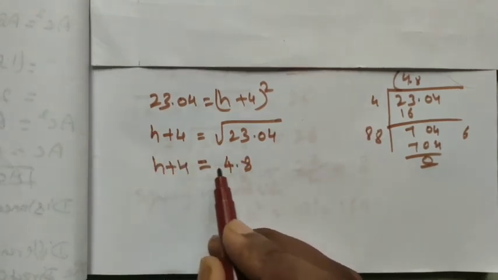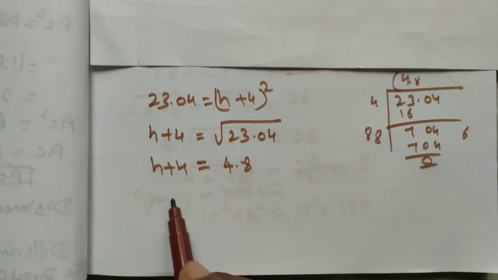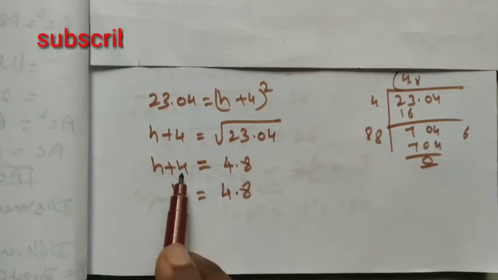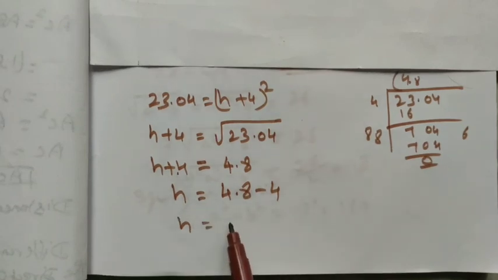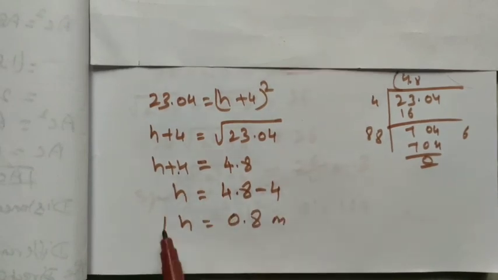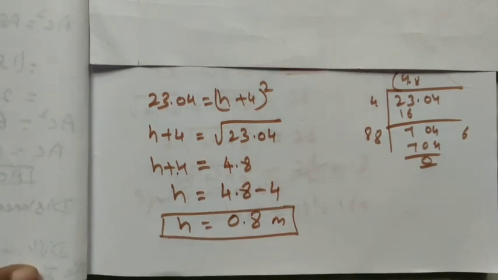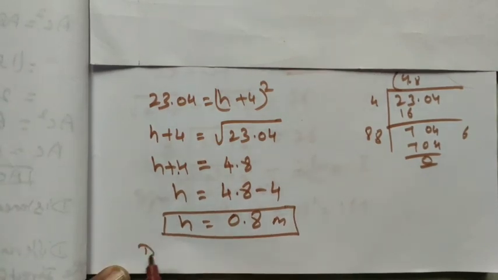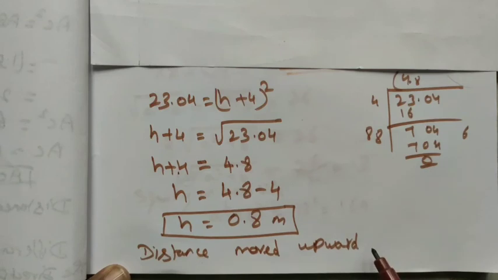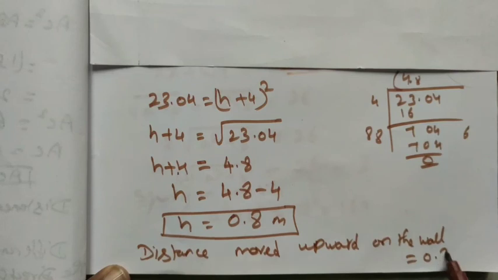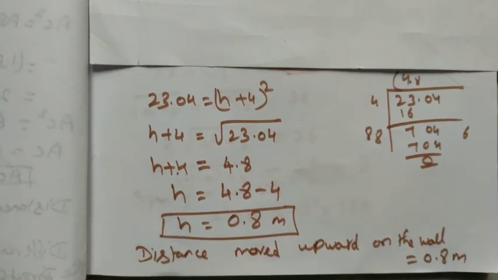So H plus 4 is equal to 4.8. We want to find only H. So H is equal to 4.8, I take this 4 to the other side, we get minus 4. So H is equal to 0.8 meter. Therefore, the distance moved upward on the wall is equal to 0.8 meter. 0.8 meter they have moved. Thank you, students.